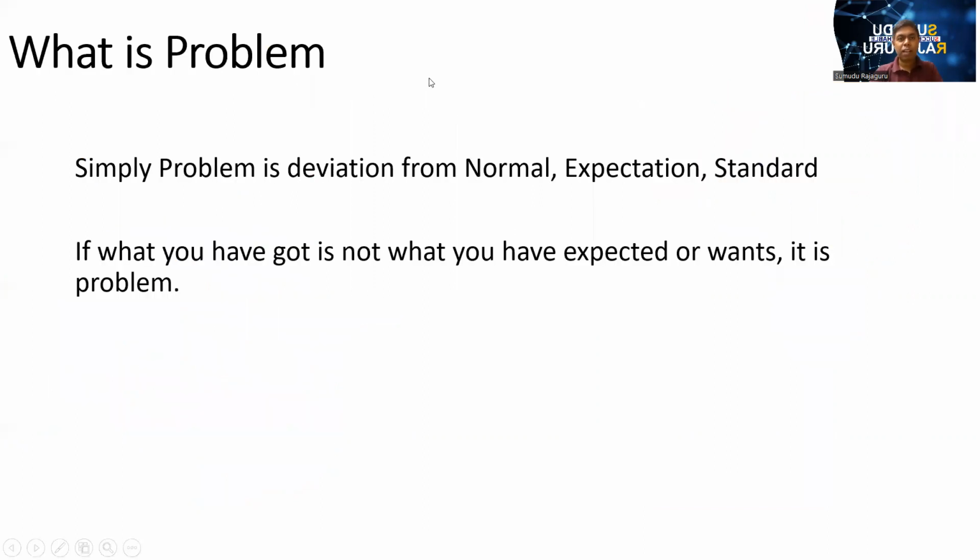So simply we can write down this formula equation. Problem equal expectation minus actual. So that means if there is any deviation from the expectation to actual, that is called a problem. So I just put here simply, problem is deviation from normal, expectation, and the standard.